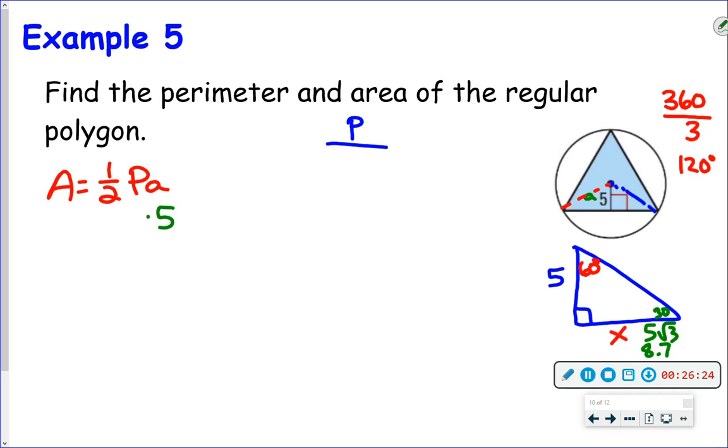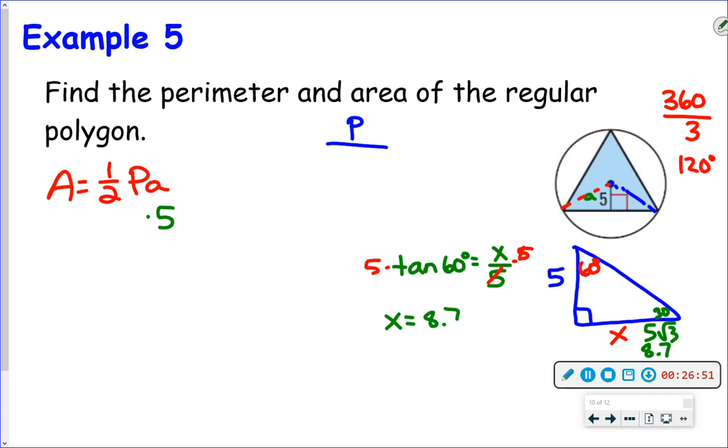Or, like I said, you could do tan of 60, like I did on the last one, equals opposite over adjacent. You could do the same set. If you're like, oh my God, I don't remember the shortcuts, don't use them then. Use SOHCAHTOA. I don't care. And you will get 8.7. Okay.